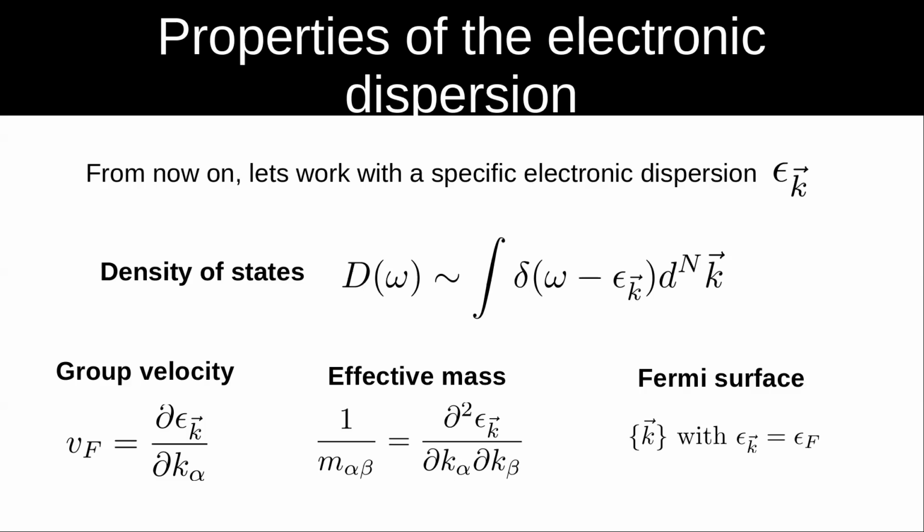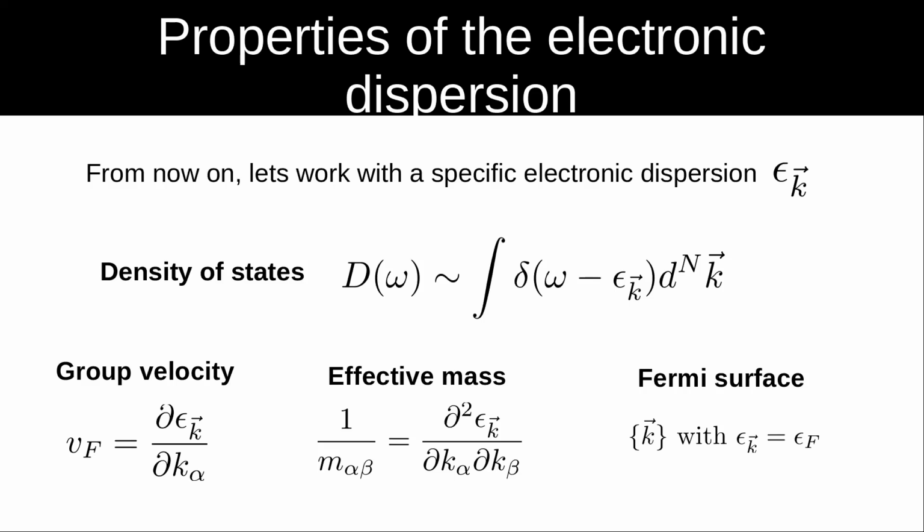And maybe the simplest property that one can consider is just counting how many energies the system has in a certain energy interval. And a systematic way of writing this down is just by writing the delta function of the frequency minus the energy as a function of the momentum, integrated over the whole momentum space. This is what is called the density of states. And it essentially tells you what is the density of states at a certain frequency. So how many states do you have at a specific energy?